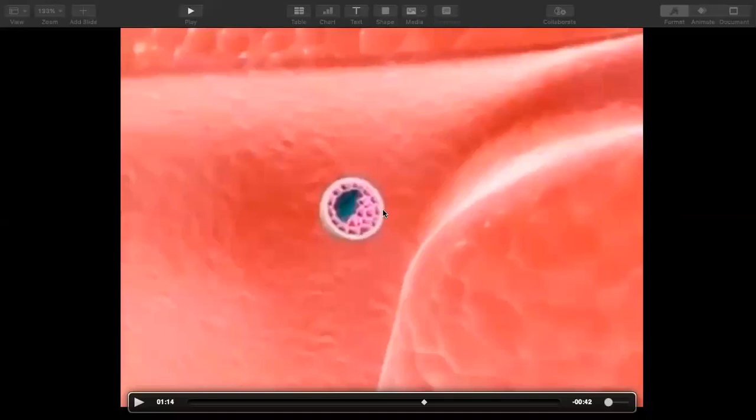Now you can see that around 5 to 7 days, the entire morula becomes a different structure. This is called blastocyst. What is a cyst? A cyst means a fluid filled cavity. Now, how does that cavity develop?